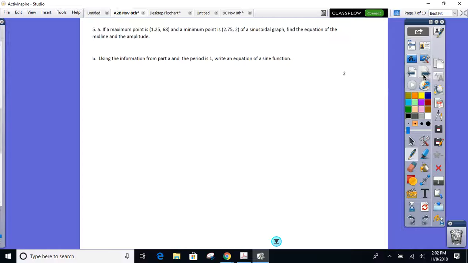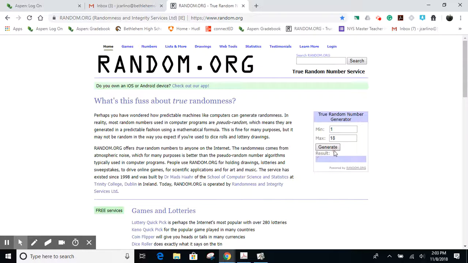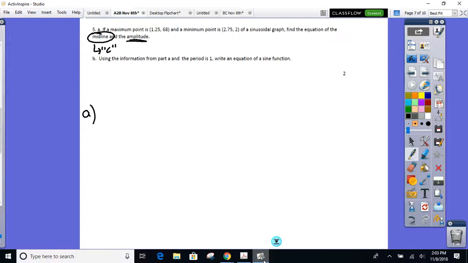Here's the max point. Here's the minimum point. Can you find the equation? Ooh, midline. What did we talk about at the beginning of class? Midline's the same as what value? C value, the shift. And can you find the amplitude for me, given the max and the min points? I'll be interested to see what you do here. All right, you get a choice here. What do you want to find, midline or amplitude?